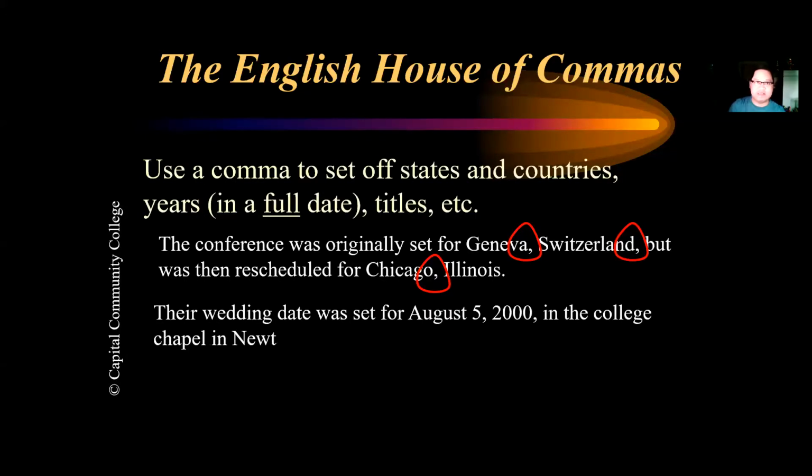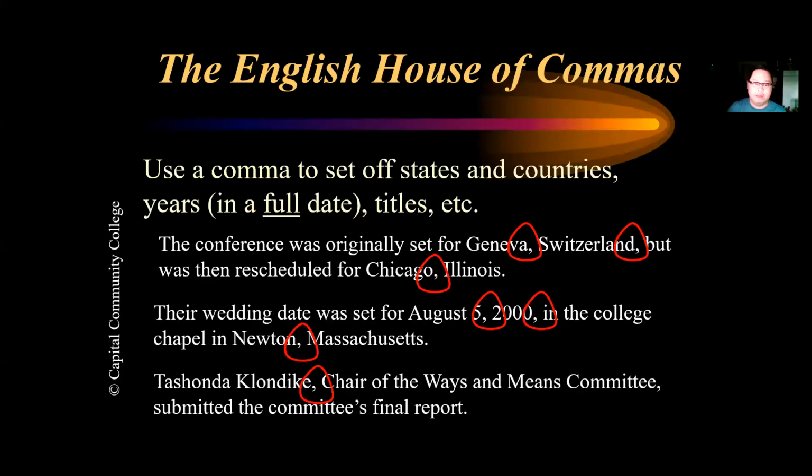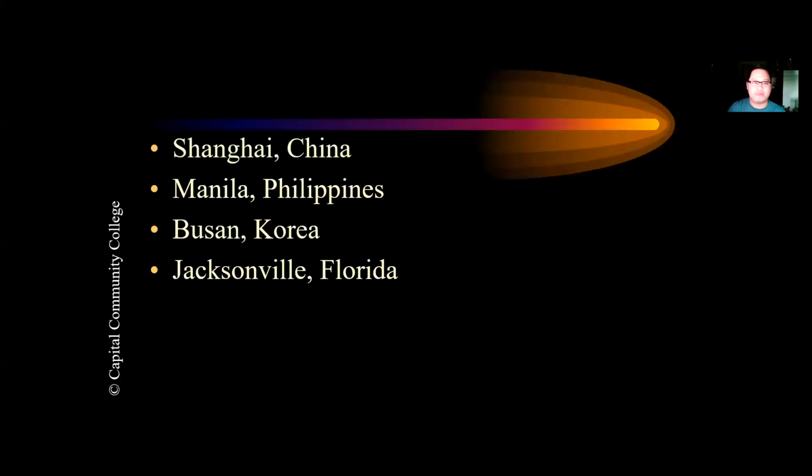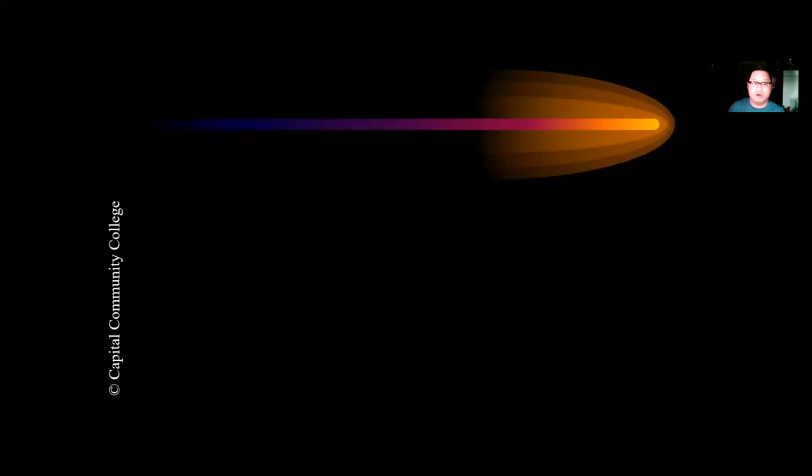Of course, this is very common when you are giving dates, a complete date, like say August 5, or August the 5th, comma, and then 2020. Okay, so that's how we do that. This is very easy. This is the easiest of them all. Okay, like this example is Shanghai, China, Manila, Philippines, Busan, Korea, Jacksonville, Florida.